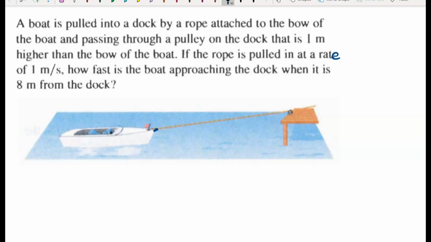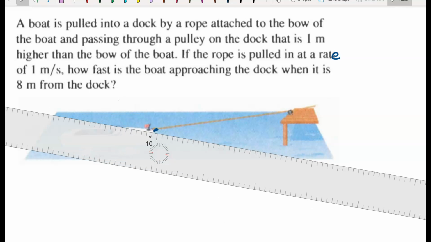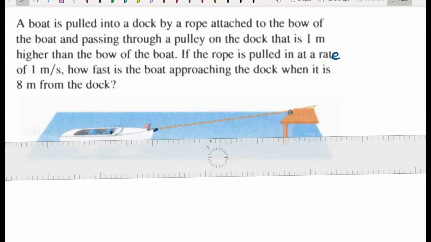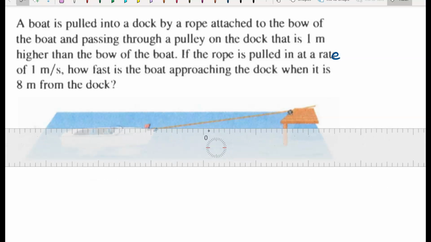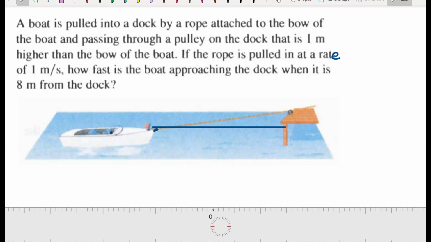So this looks to me like a right triangle Pythagorean theorem related rates problem, because there's this distance that the boat is away from the dock right here, and there's also this vertical distance where it says that the boat is passing through a pulley that is 1 meter higher than the boat. So that's telling me that vertical distance there is 1.